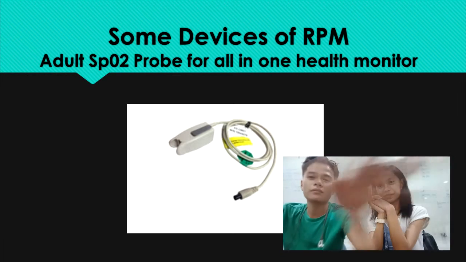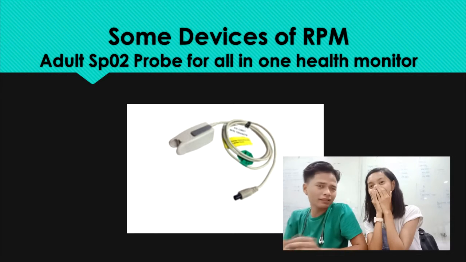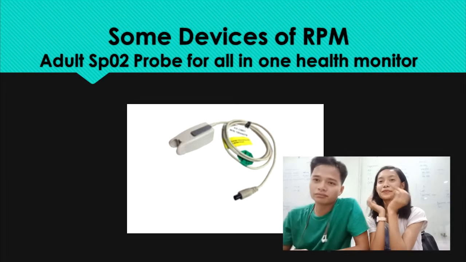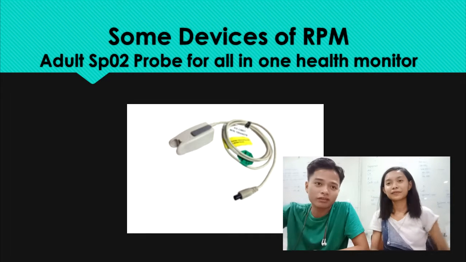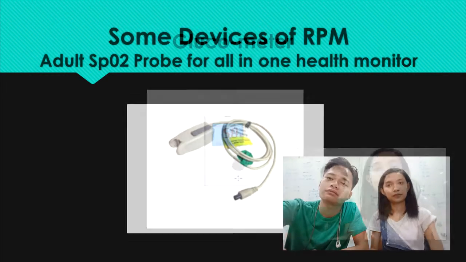Okay. So what is it again? Adult SpO2 probe for all-in-one health monitor. Oh, my mistake. Yes, it results in a percentage of blood oxygen. It's only for blood. Okay.